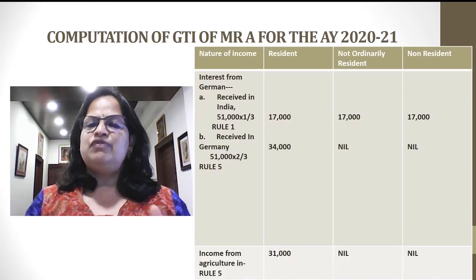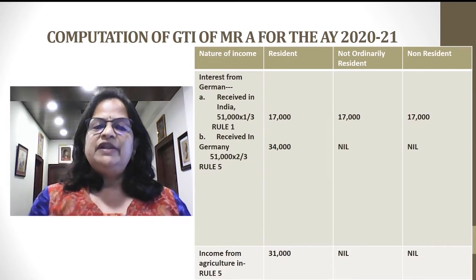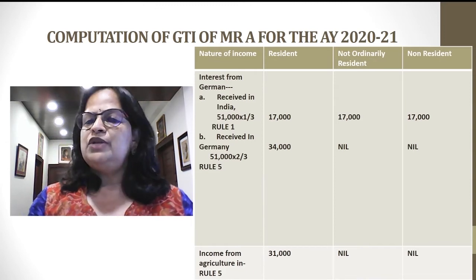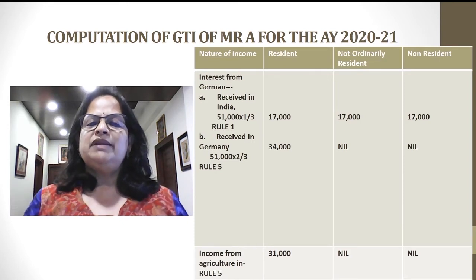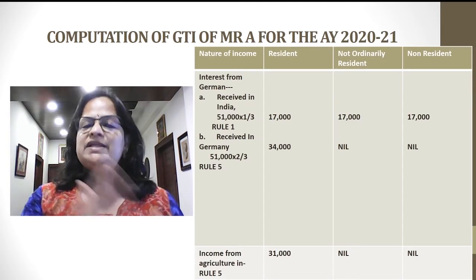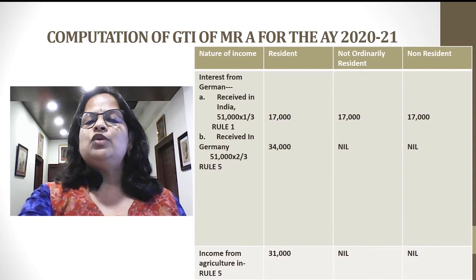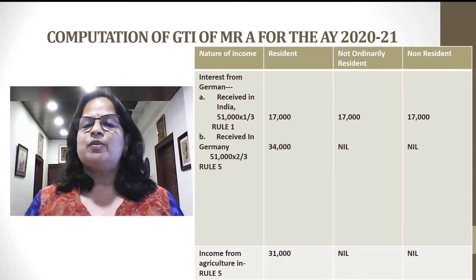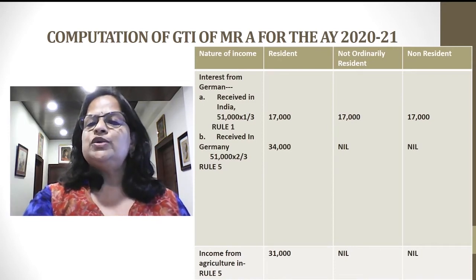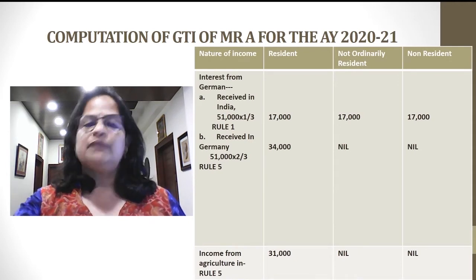So you can see the question in the same format. You have to remember table format. First point is interest from German development securities. 1/3 is received in India. It is Indian income. Rule number 1. It will be taxable in all cases. 51,000 into 1/3. 2/3 is received in Germany. That is rule number 5, any income other than business or profession. So that is 34,000 will be taxable only for the resident. Other 2 cases it will not be taxable. So 51,000 into 2/3 is 34,000.